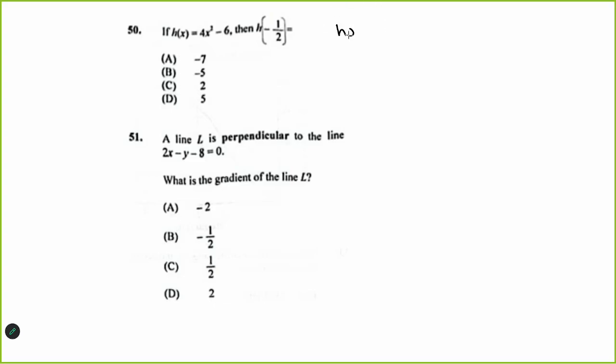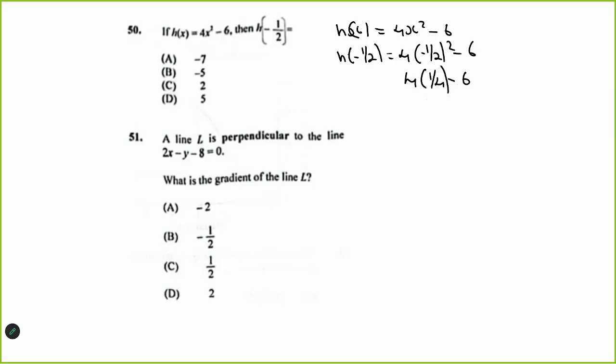They told you h of x is equal to 4x squared minus 6. So h of minus a half would be 4 times minus a half squared minus 6. That is 4 times a half squared, which is a quarter. So 4 times a quarter minus 6 is 1 minus 6 is minus 5. So the answer is B.